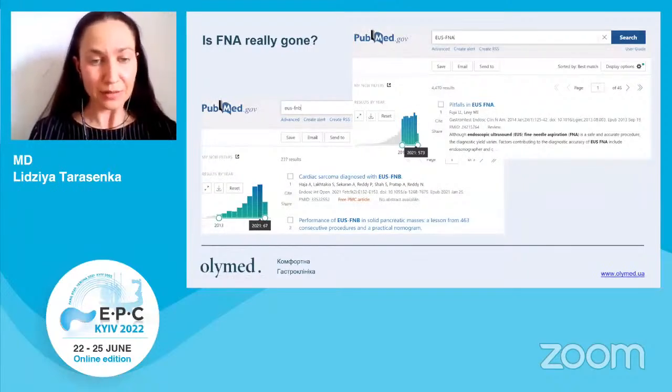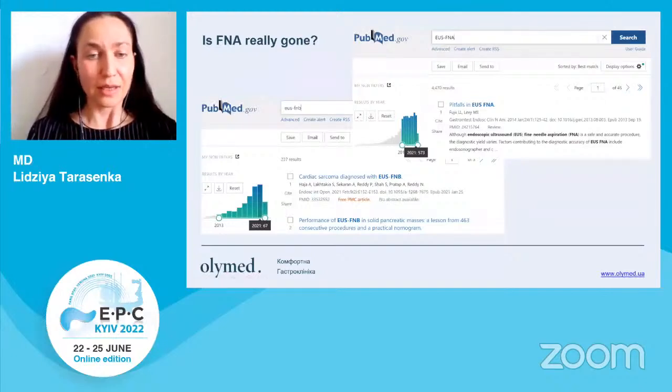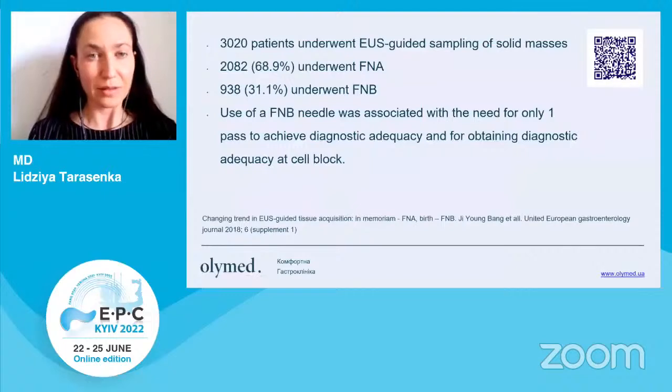But if we search PubMed, which I did a couple of days ago, we'll see that each year the number of publications on EUS FNA is increasing, and actually outruns the number of publications on FNB. Maybe the price is the main reason for this unchanging trend, because at least in my country, FNB needles are about twice as pricey as FNA.